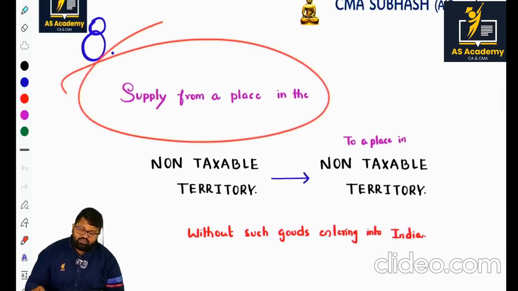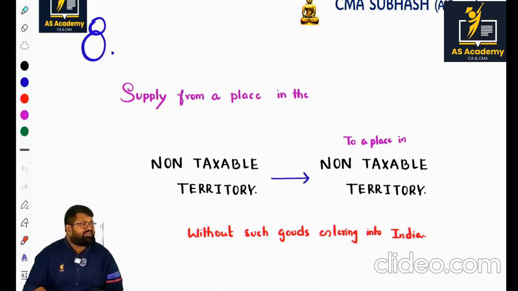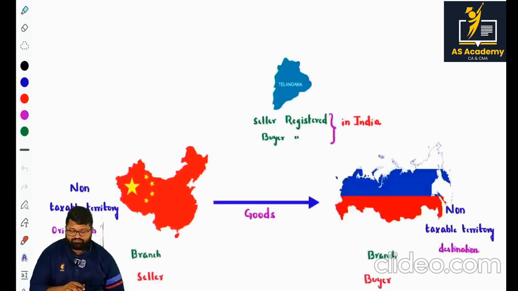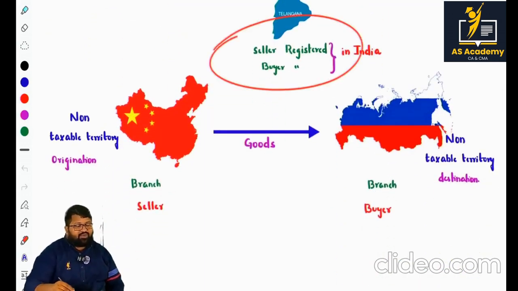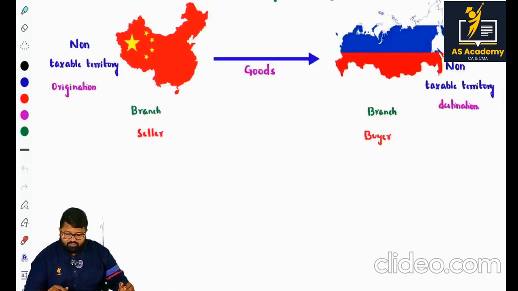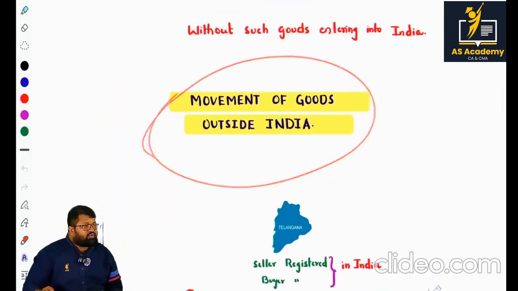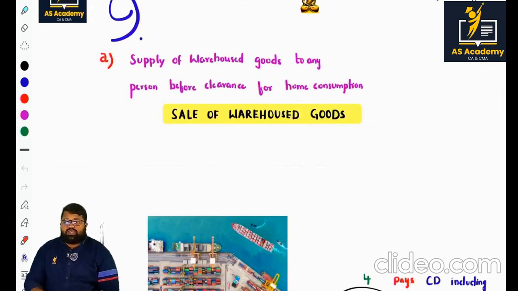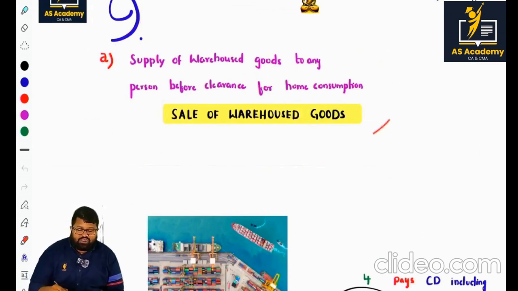Next, what about the 8th one? Supply from a place in the non-taxable territory to a place in the non-taxable territory. The best example is what, sir, the seller and buyer are in India basically, but the supply is from which part? China. Is it taxable territory or non-taxable territory? To whom? Russia. Is it taxable or non-taxable? So if the movement of goods is there outside, that is fine. What is this known as, movement of goods outside India. Okay, it is excluded.